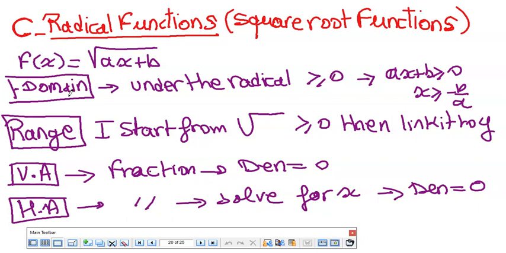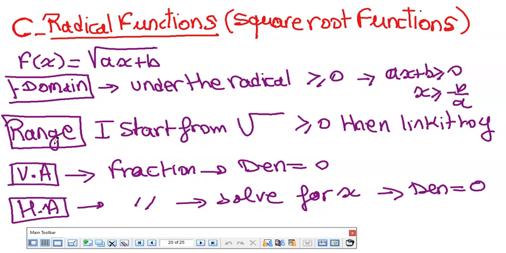To find the domain of any radical function, we know that under the radical, I cannot have a negative answer. But it could be 0 because radical 0 is 0. So what is the domain of a radical function? Under the radical should be bigger or equal than 0. So here, x should be bigger or equal than minus b over a.